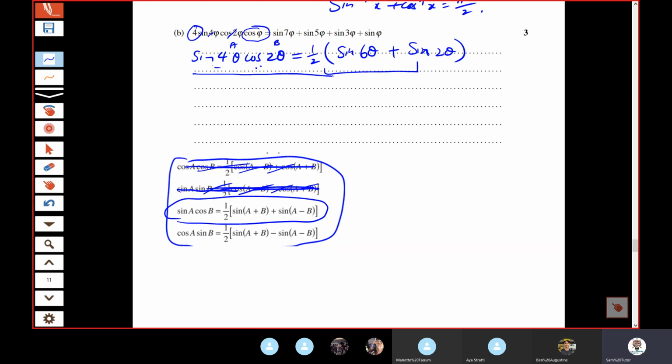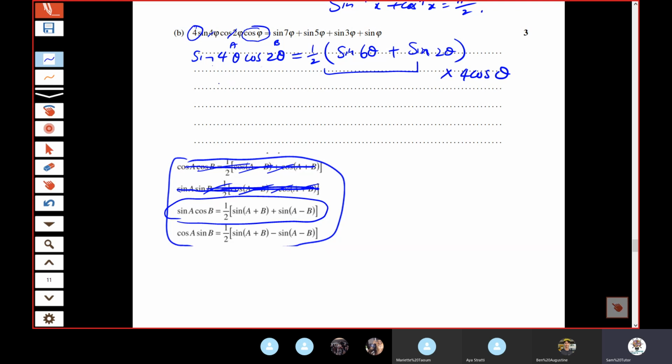So what are you going to do to this line? Don't forget what you're trying to prove, right? You weren't trying to prove this. Were you trying to prove sine 4 theta cos 2 theta? No. Where's your cos theta? Well, what are you going to do now? You're going to multiply everything by 4 cos theta, I hope. So let's multiply everything by 4 cos theta.